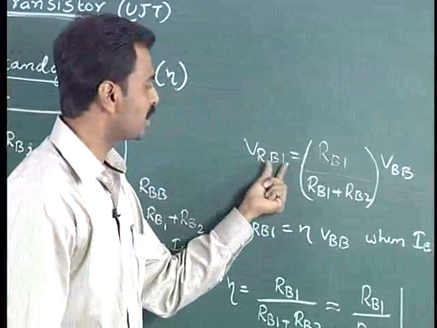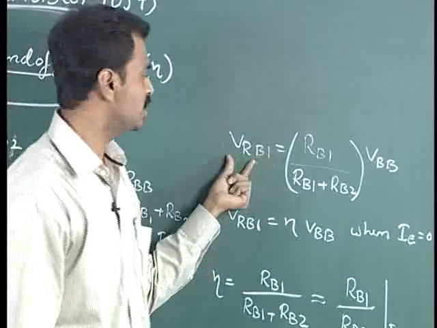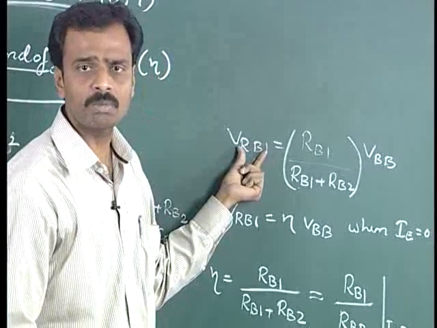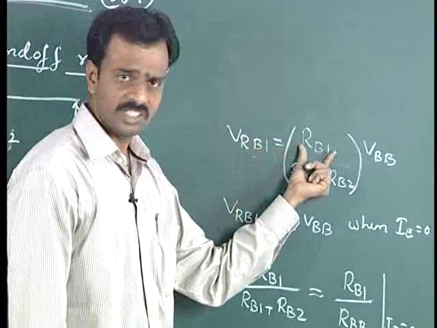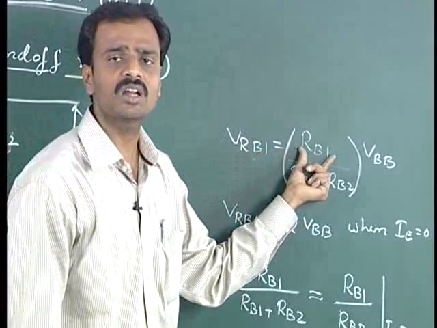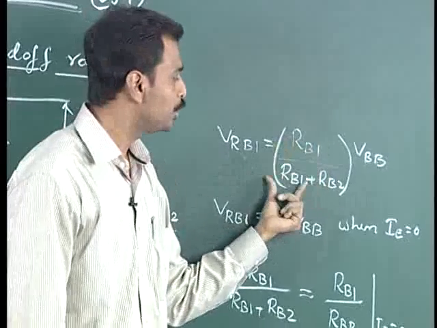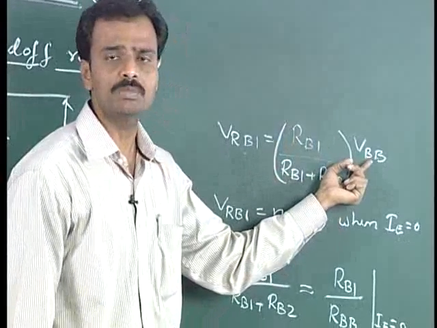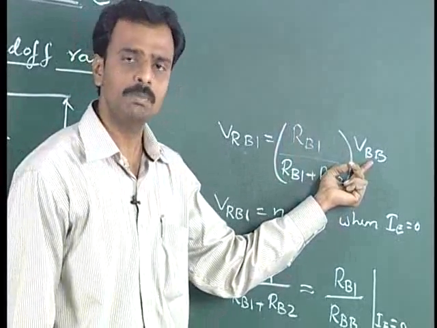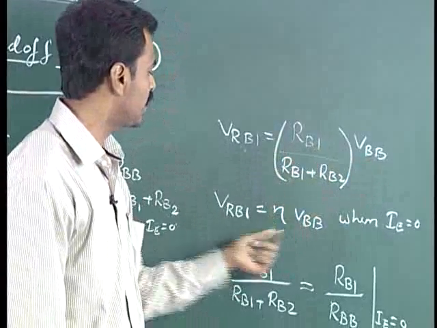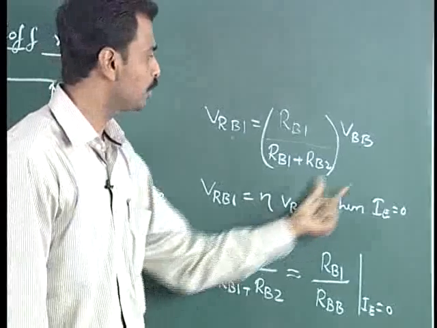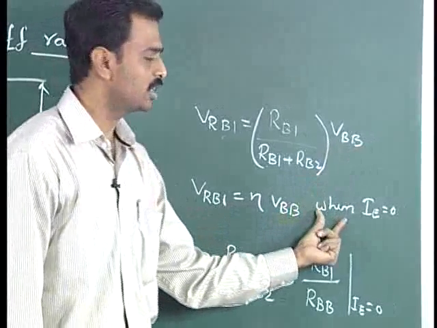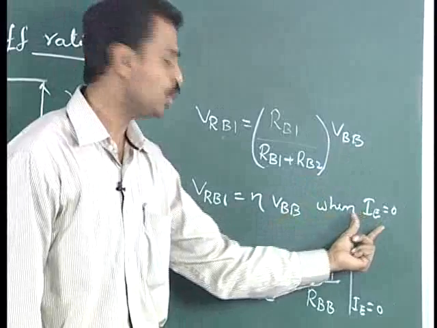The voltage drop across the RB1 resistance can be obtained by the voltage divider rule. VRB1 is the voltage drop across the RB1 resistance, equal to RB1 divided by the total resistance, multiplied by the voltage between these two resistances, VBB. So this can be written as VRB1, which is nothing but the intrinsic standoff ratio times VBB, under the condition when IE equals 0.